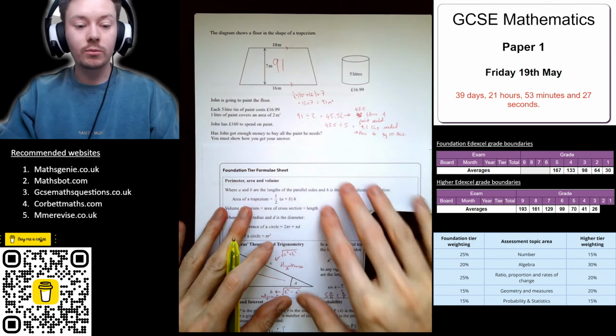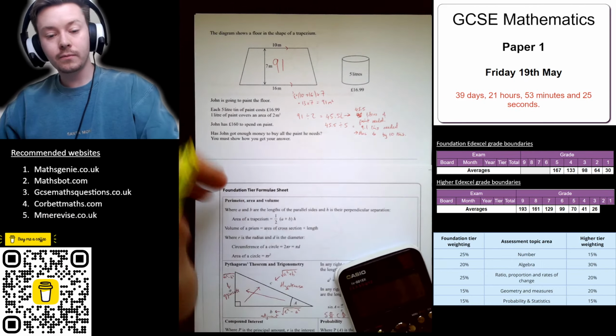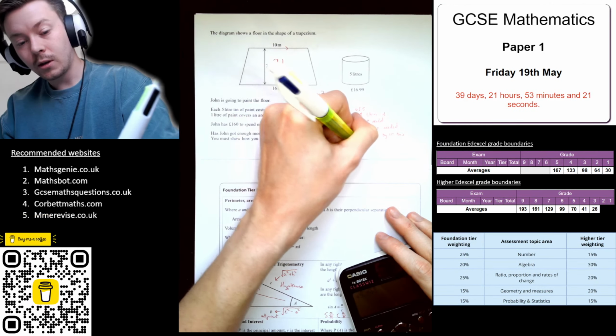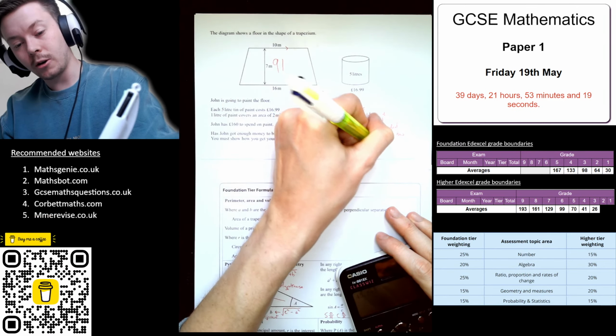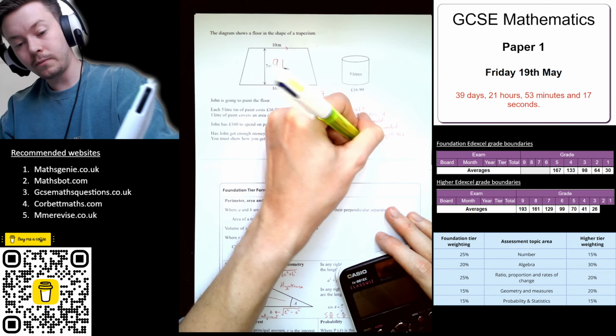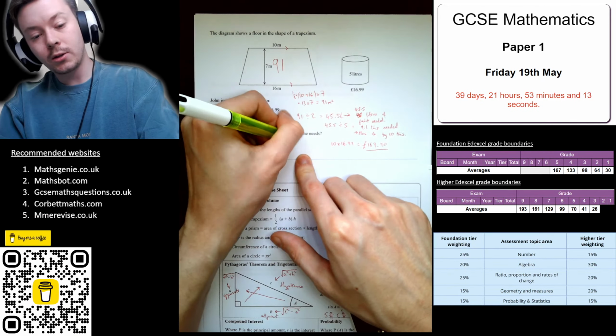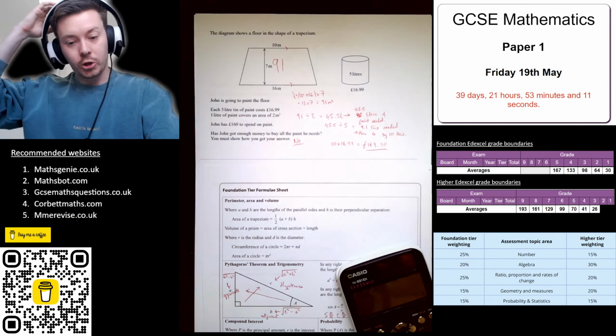10 times 16.99 is going to give £169.90p. Has John got enough money to buy all the paint he needs? No. You must show how you got your answer.